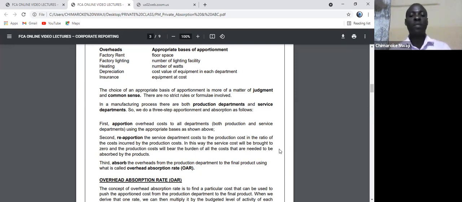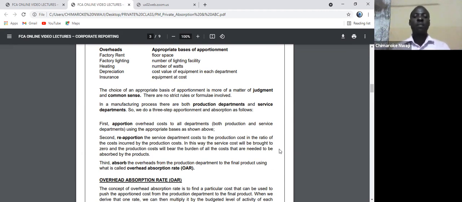Then the third thing is from the production department, which I call the halfway house, we can now absorb it to the product. We can now absorb it from the production department to the product. So you see where the name comes out, production, absorption. So I call these things the 3 A's.